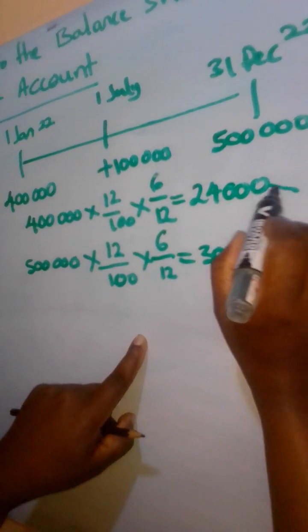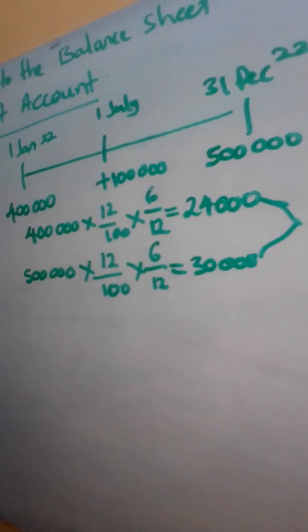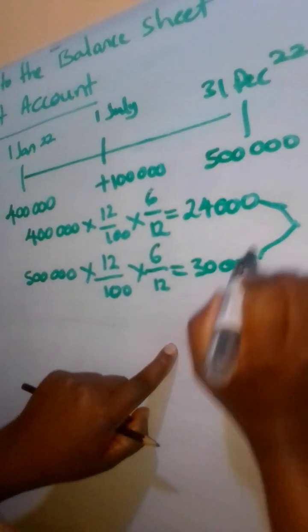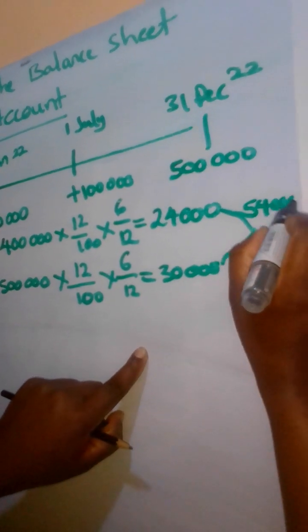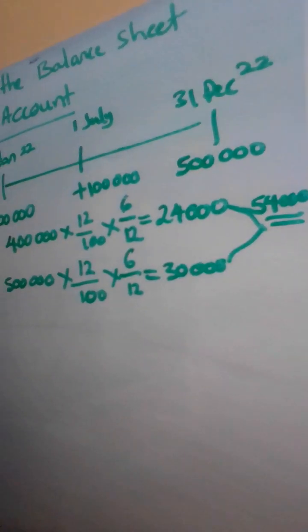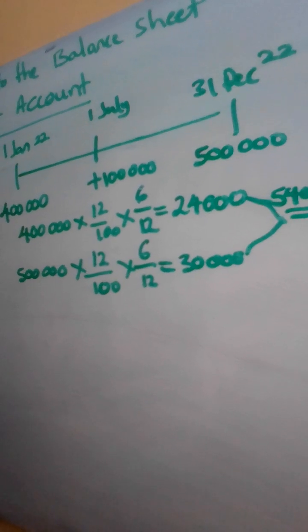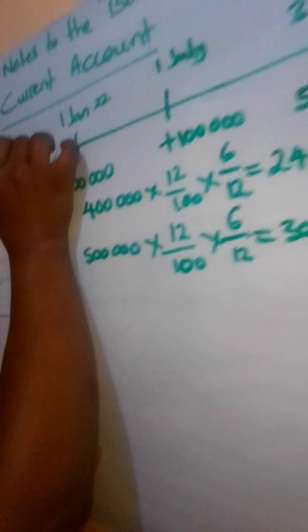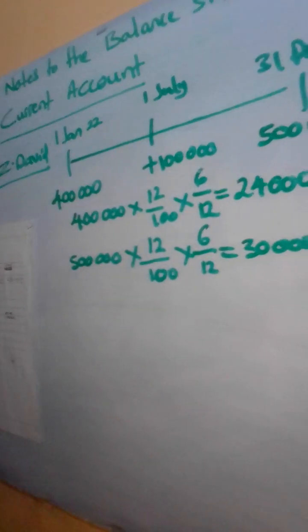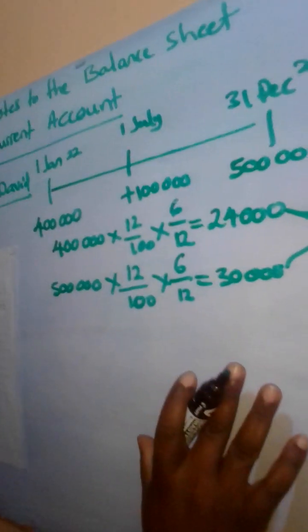Okay, and then in the end we are supposed to just add the two amounts. 24,000 plus 30,000 will give us something like 54,000, which is our interest on capital for the account of Z David. Okay, interest on capital. I hope this calculation is the same.